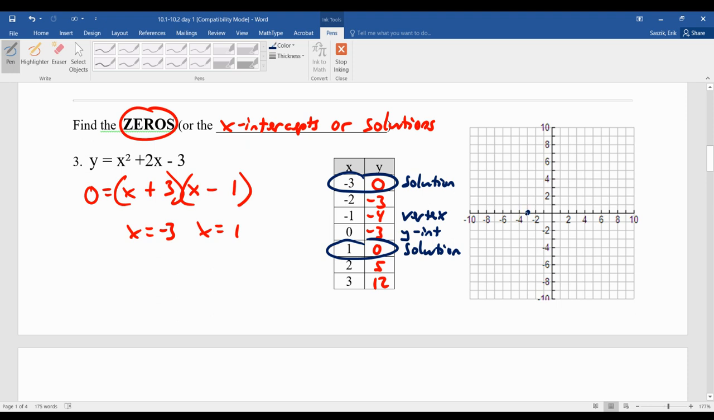Watch this: (-3, 0), (-2, -3), (-1, -4), (0, -3), (1, 0), (2, 5), and then this last one, (3, 12), would be about right there. Now notice how things look a little bit lopsided because I don't have all the points. I don't have an equal number of points on each side.